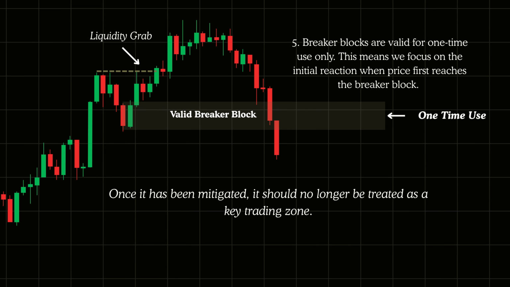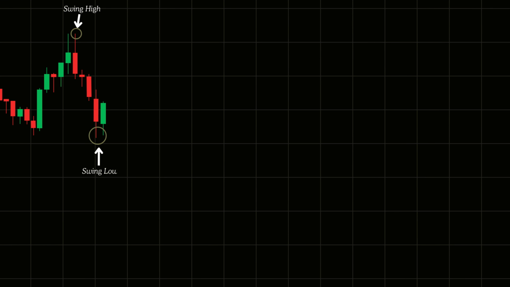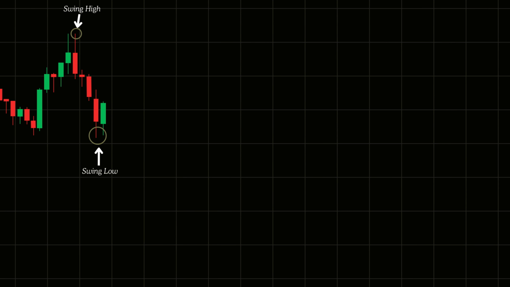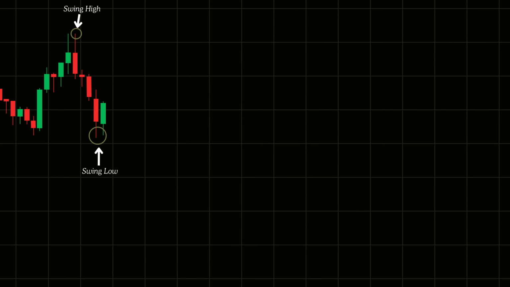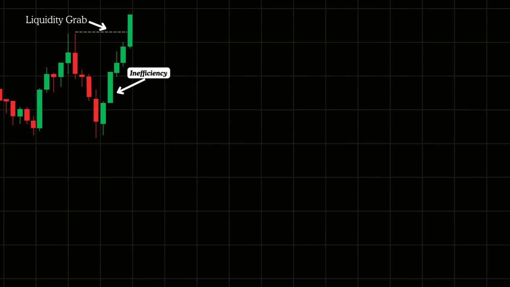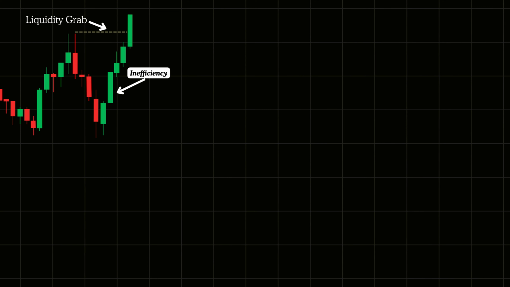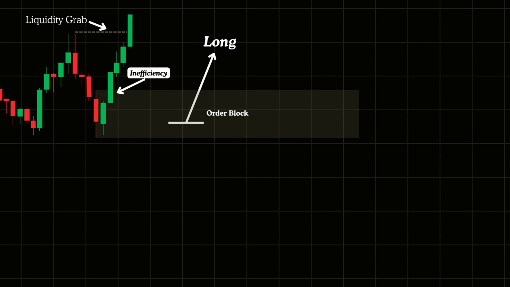Now, to apply all these rules and criteria, let's take a look at a real chart example. We're analyzing the EUR/USD 15 minute chart. At first, the chart presents a swing high followed by a swing low. Shortly after, a strong bullish move occurs, breaking and closing above the previous swing high. This action establishes a valid order block, indicating increased demand for long trades.